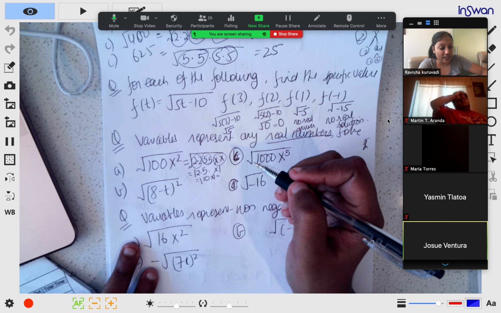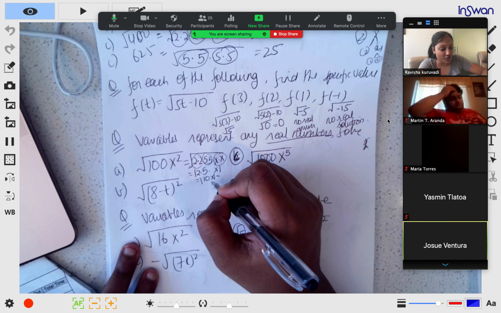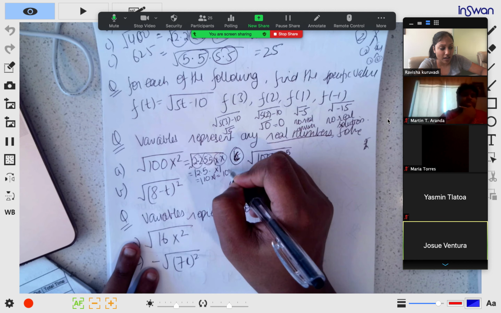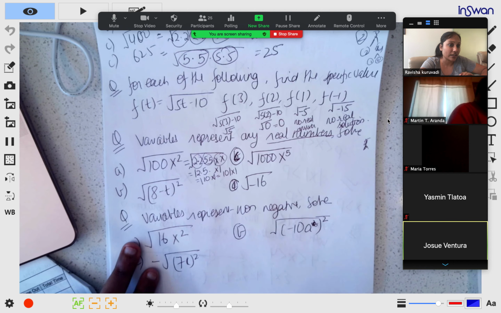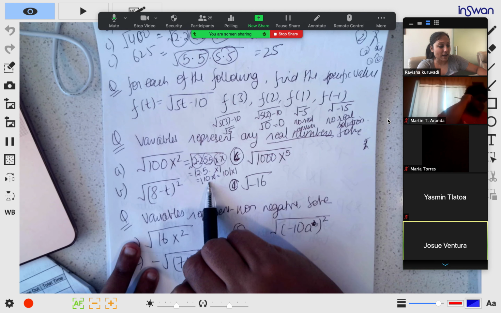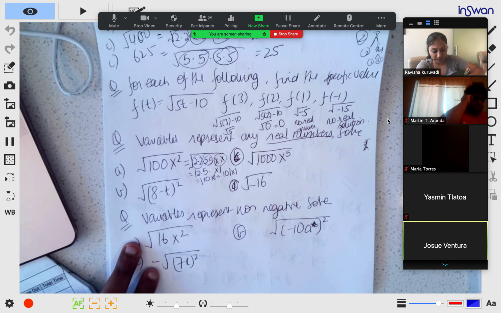But note, since it's multiplication or division, I can take 10 outside and I'll be left with just x. If it's addition or subtraction, I cannot take it out. If I had 10 plus x, I could not take out 10. But since I have 10 times x, I can take out 10 outside, and this is my final answer.